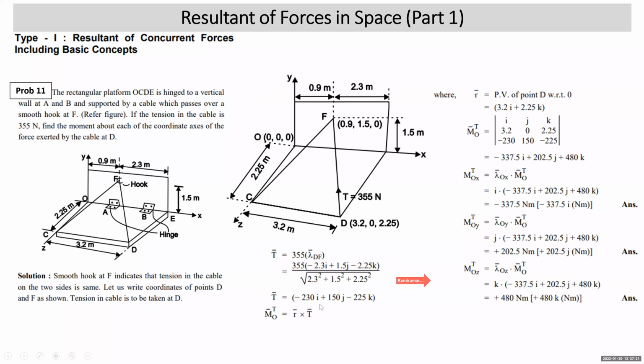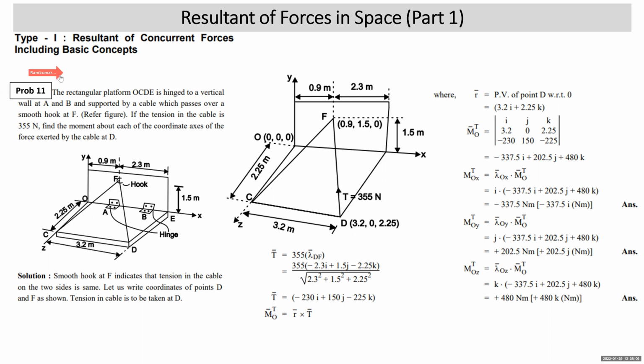Now we come to the last problem of this type, that is type 1. Another problem of the moment of the force about a line or about an axis. I read the sum. The rectangular platform OCD, as shown in the diagram, is hinged to the vertical wall at A and B, and supported by a cable which passes over a smooth hook at F. Since it is passing over the smooth hook F, the tension in the cable on the two sides will be the same.